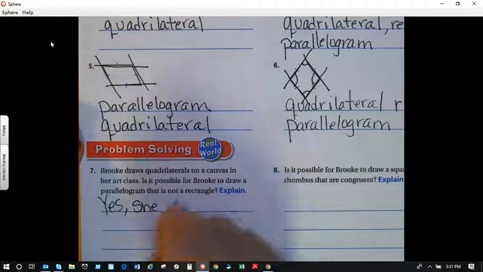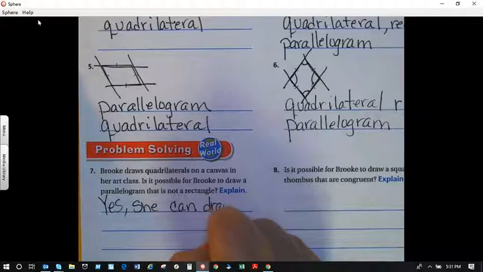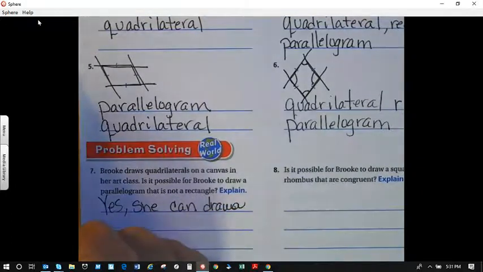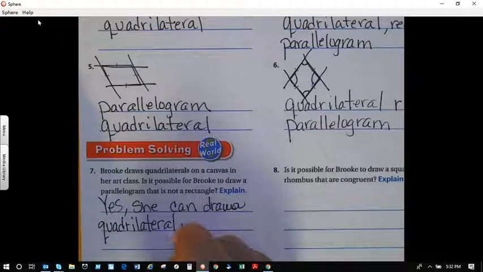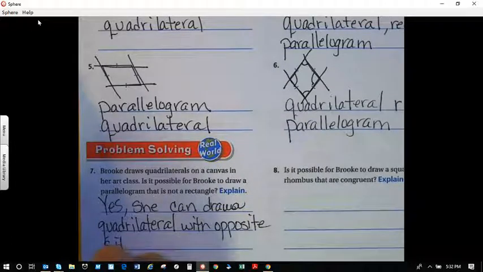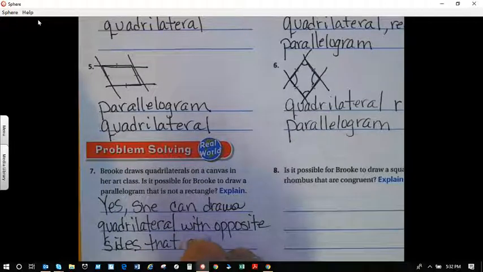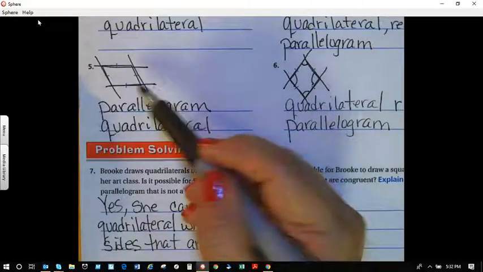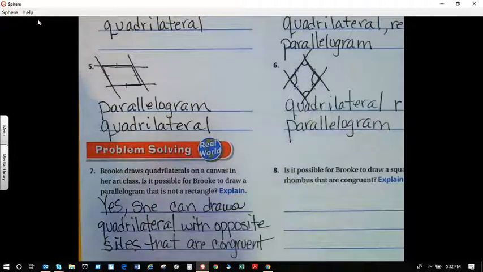So she can draw a quadrilateral with opposite sides that are congruent. Which is the same up here. Are these opposite sides equal to each other? Yes, they are. And parallel.